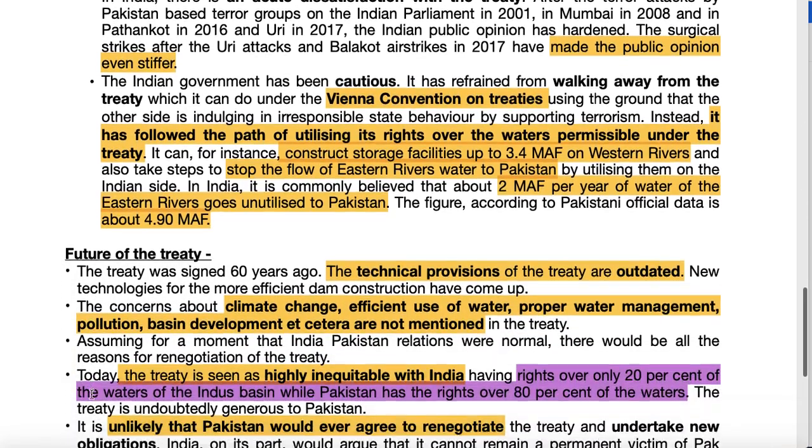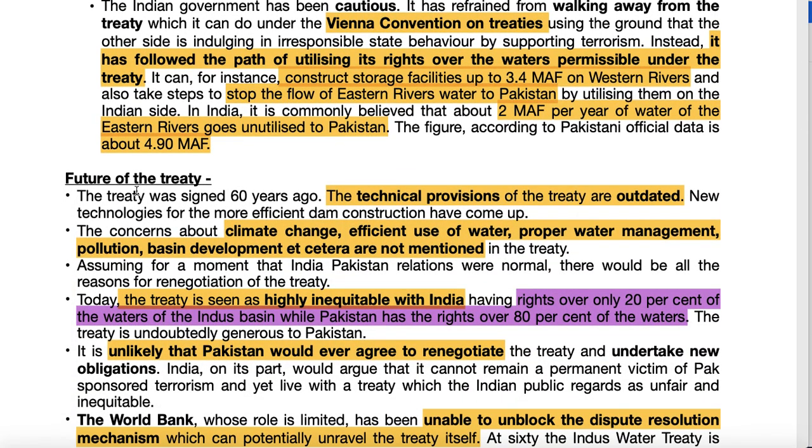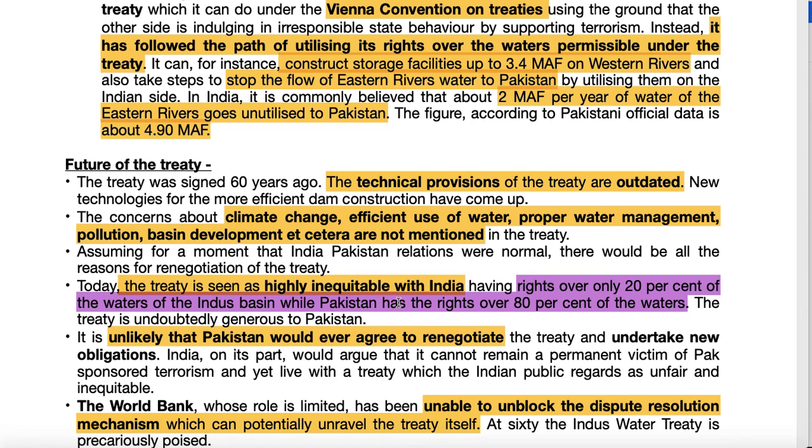So what is the future of this treaty? This treaty was signed 60 years ago. The dynamics have changed today. The concerns of climate change, the technological shift in usage of water, water management, pollution, basin development criteria, all these were not mentioned in the treaty. And now the time has changed. With new technological upgradations, the flow of the rivers may have changed due to climate change.